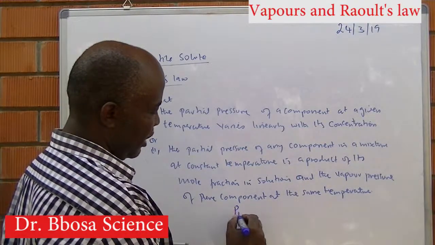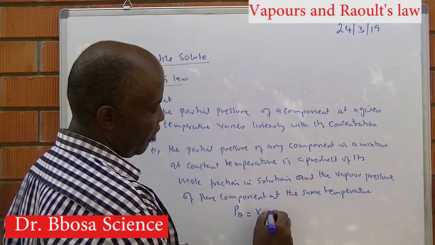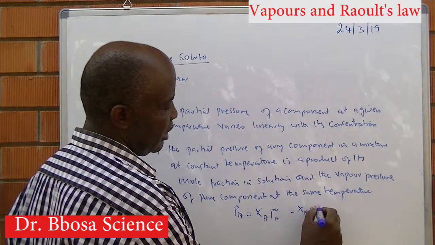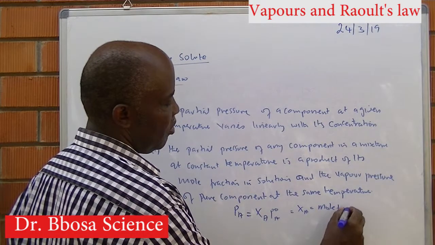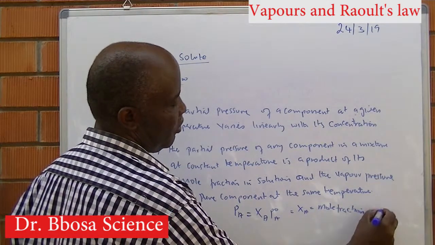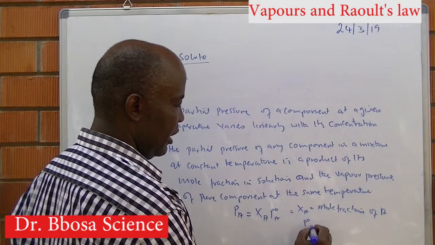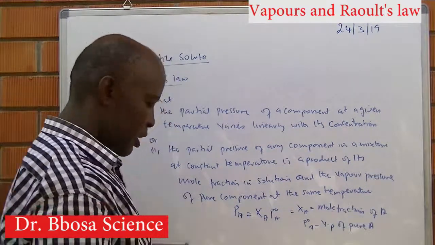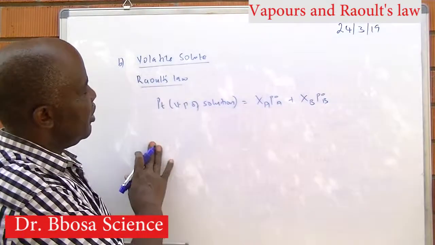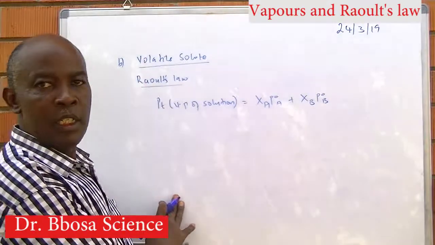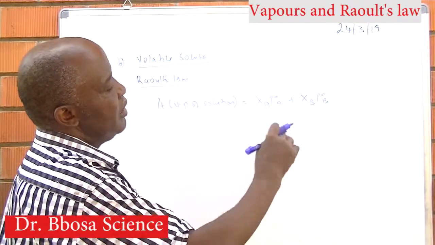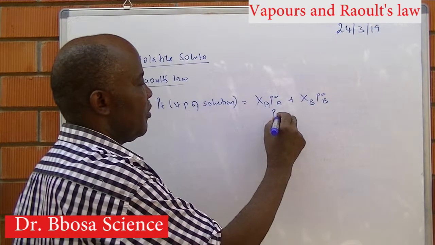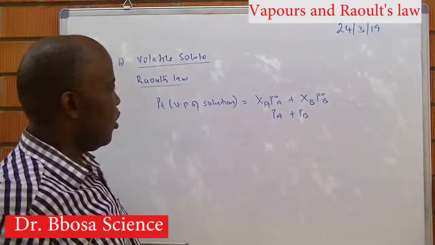So the partial pressure of A in the mixture is equal to the mole fraction of A times P naught A, or the vapor pressure of pure A, where XA is the mole fraction of A, and P naught A is the vapor pressure of pure A at the same temperature. According to Raoult's law, the vapor pressure of the solution, P total, is equal to the mole fraction of A times P naught A plus the mole fraction of B times P naught B, which is equal to the partial pressure of A plus the partial pressure of B.